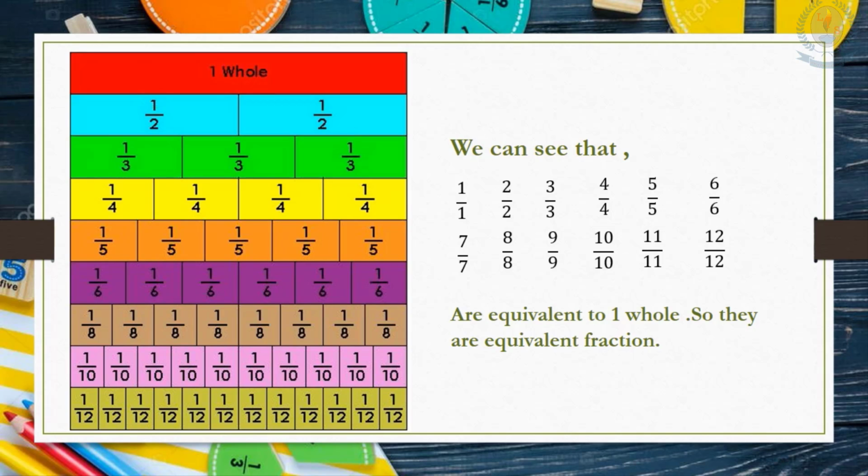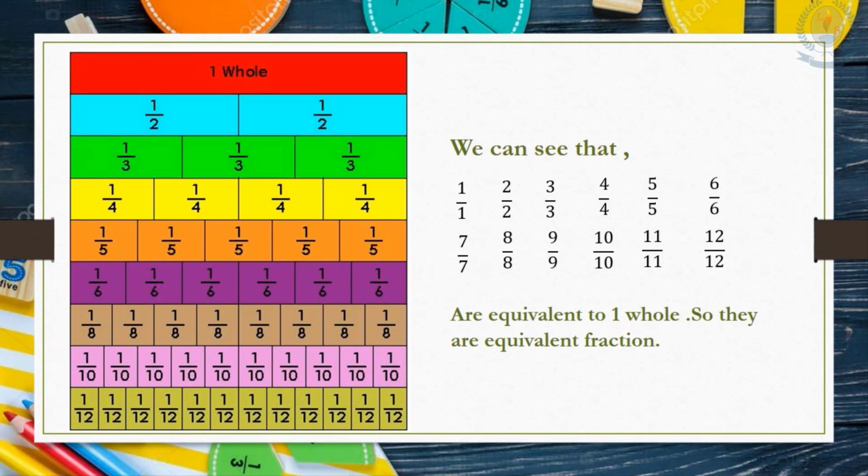1/1, 2/2, 3/3, 4/4, 5/5, 6/6, 7/7, 8/8, 9/9, 10/10, 11/11, 12/12 are of the same length as a whole. So, they are equivalent fractions.